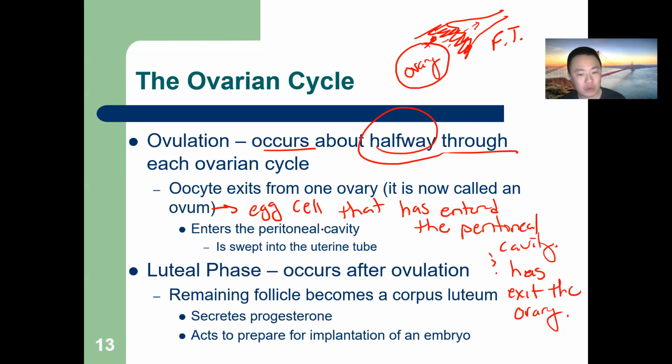There's also a luteal phase, which occurs after ovulation. What happens is the remaining follicle, the sac that the ovum or oocyte was in, is left behind, and that ends up becoming something called the corpus luteum. The corpus luteum is not garbage. It's not something that's left over and gets thrown away. It does have a role, and that role is to secrete a hormone called progesterone, which helps prepare for the implantation of the fertilized zygote or the embryo.